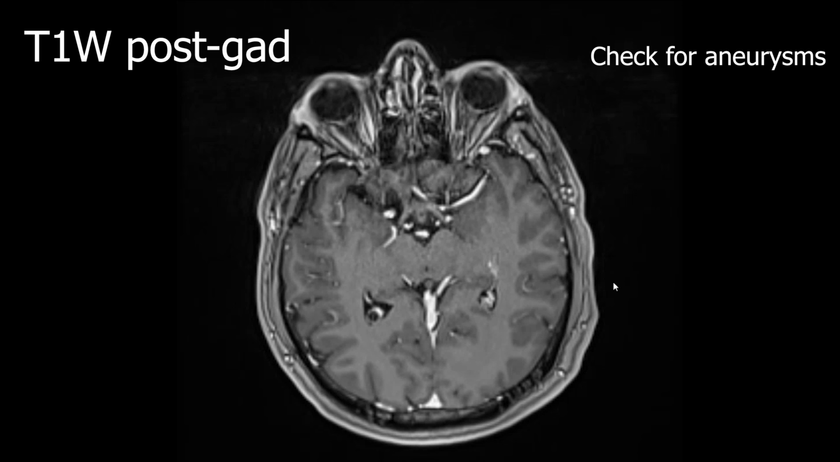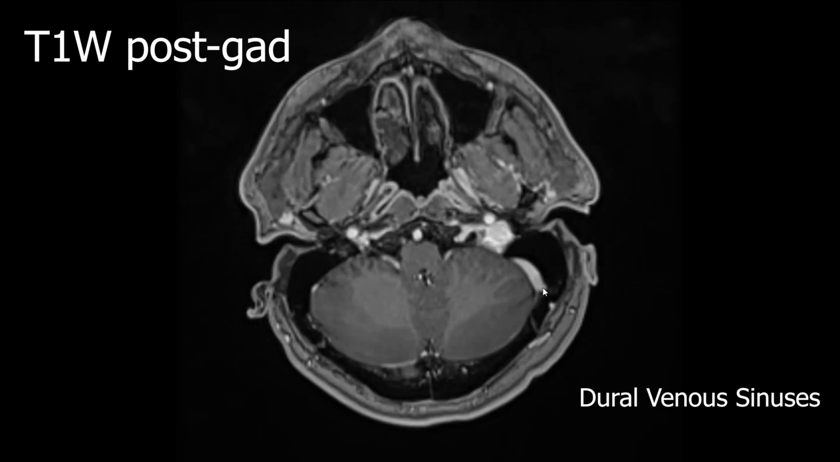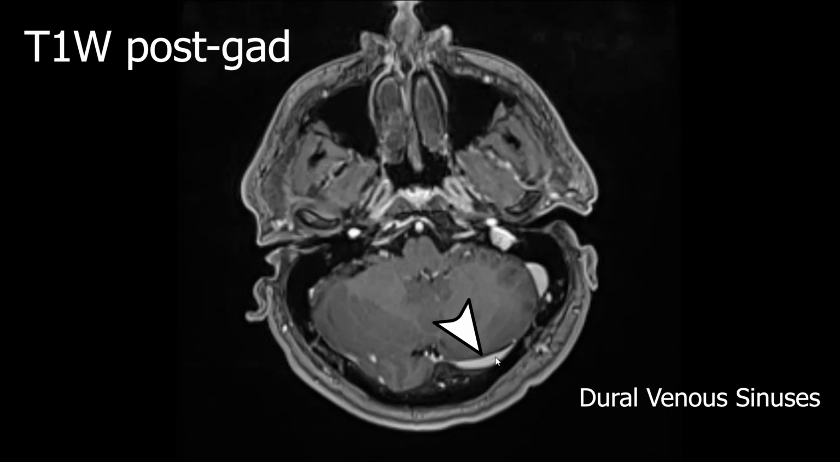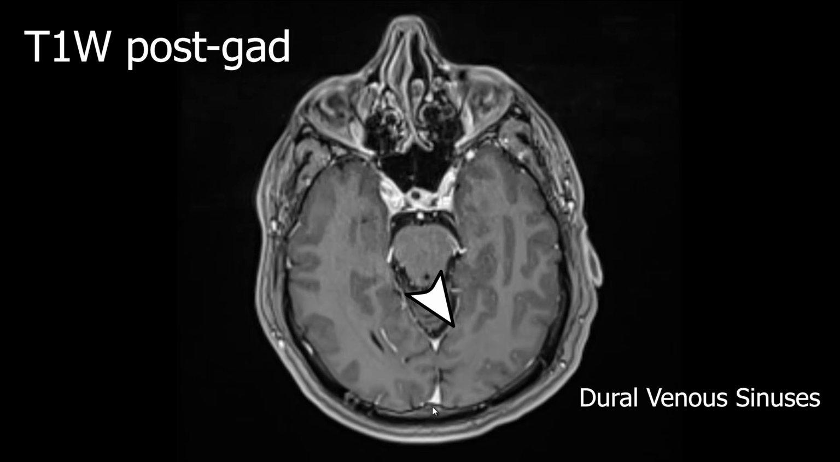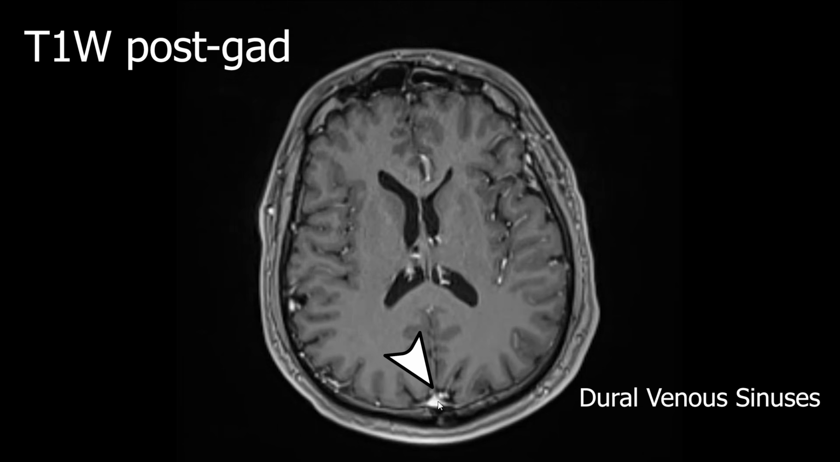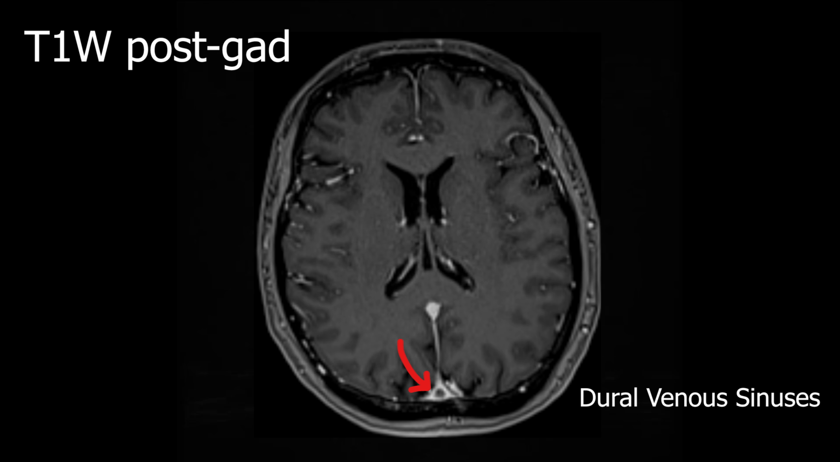In addition, although we know this is a T1 weighted image and not a dedicated MR venogram, this is a great sequence to look at the dural venous sinuses. Look at this. This is the transverse sinus, sigmoid sinus, jugular bulb. This is the superior sagittal sinus. And essentially, this is an amazing sequence to pick up dural venous sinus thrombosis.